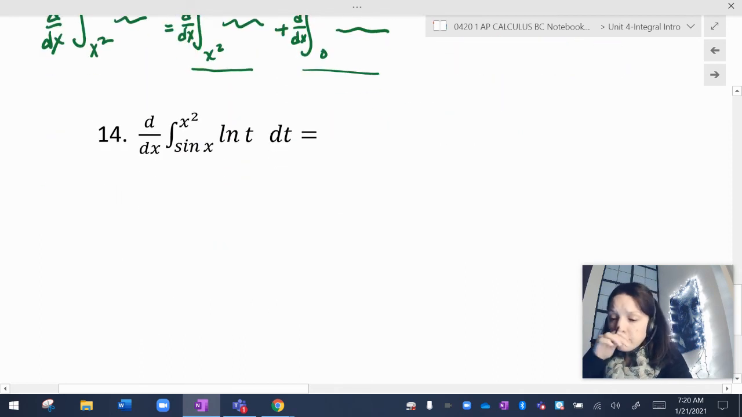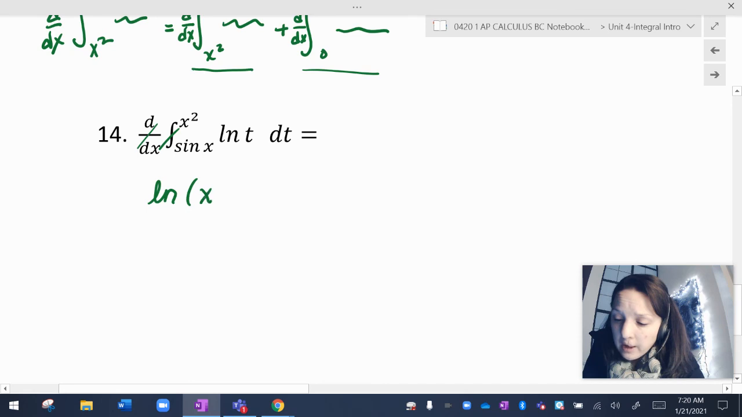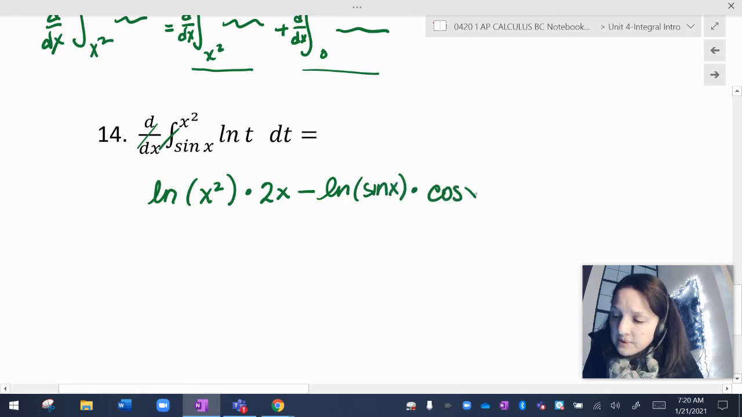Let's do it one more time and I'm done. Here's another one with dual limits of integration. So derivative and the integral cancel and both of these things get plugged in. So I have ln x squared times the derivative of x squared minus ln sine x times the derivative of sine x.